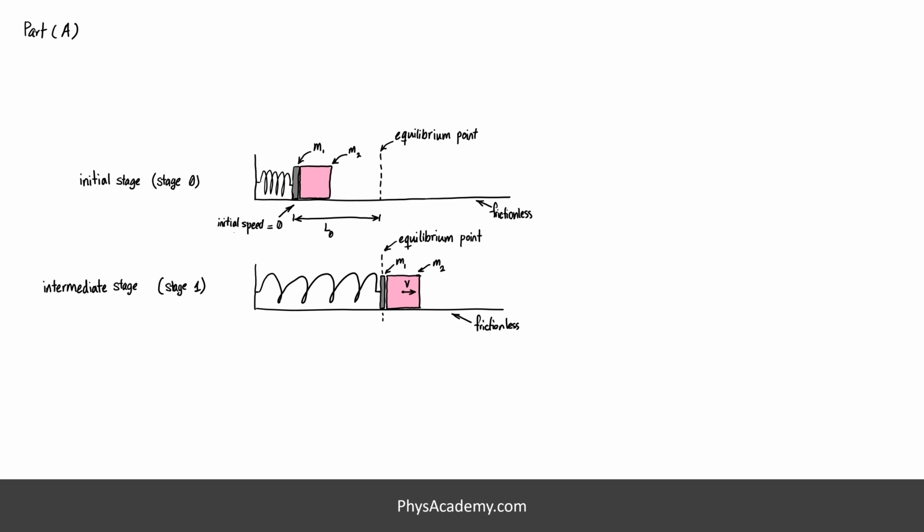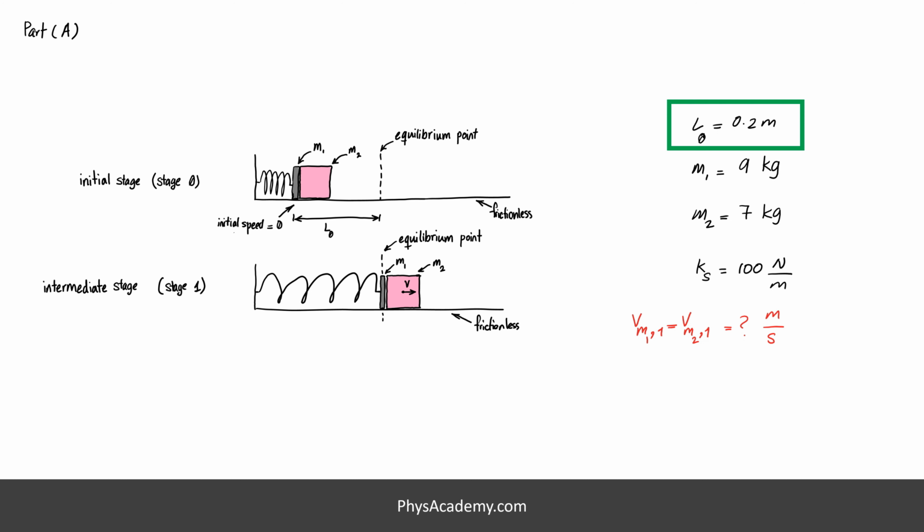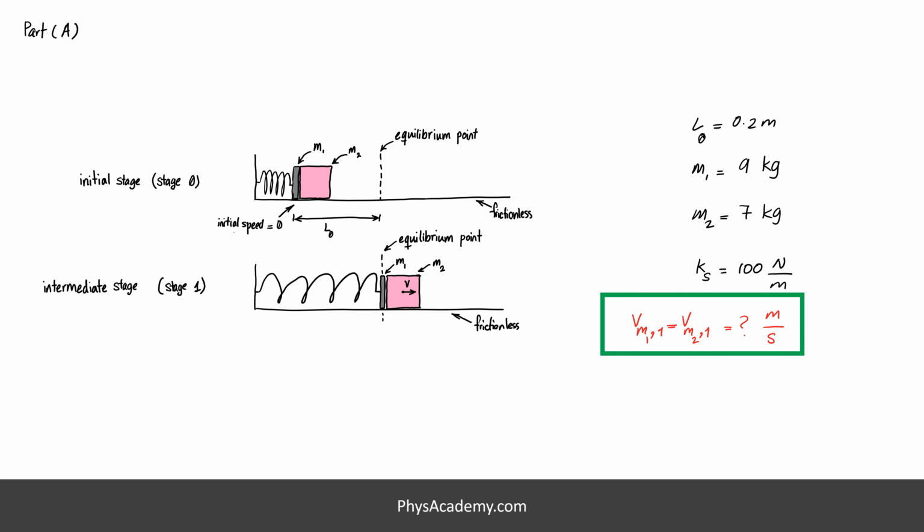Alright, we start by listing our knowns and unknowns of Part A. L0 is how much the spring is compressed at stage 0. L for the length and 0 for stage number 0. L0 is equal to 20 centimeters. M1 is 9 kilograms. M2 is 7 kilograms. Ks is the spring stiffness constant, which equals 100 newtons per meter. And Vm11 and Vm21 are equal, and we are trying to calculate them. V for velocity, M2 for mass 2, and 1 for stage number 1.